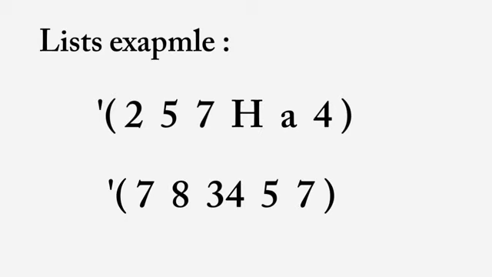Example, here I am storing in the first list my atoms: 2, 5, 7, H, A, 4. Let's look at my second example. I need to store the atoms 7, 8, 34, 5 and 7. Here I used space to separate the atoms within the list. So space and brackets you have to consider carefully in the lists.